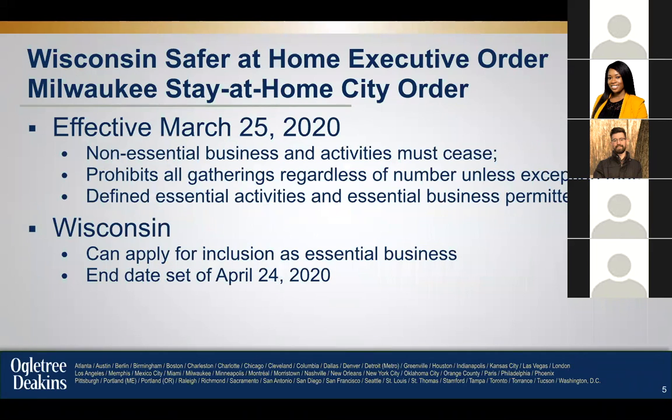Okay, so let's begin with the Wisconsin Safer at Home Executive Order and then the Milwaukee Stay at Home City Order. These are our local efforts to flatten the curve of COVID-19 infections. And what each order does is identify essential activities and businesses which are permitted to remain open as long as they practice social distancing. And then everything else is considered non-essential and prohibited.